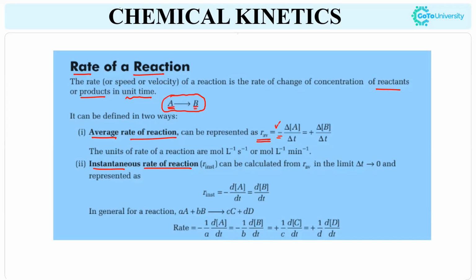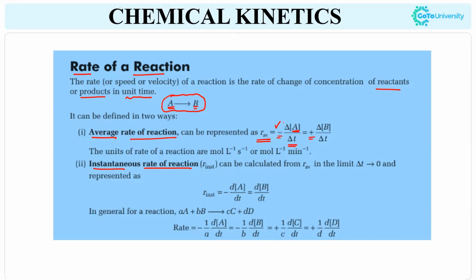What does this negative sign denote? The negative sign means the concentration of the reactant is decreasing. This decrease in concentration is denoted by the negative sign. For the product, the concentration increases, so in the case of the product we write a positive sign. So this is the average rate: change in concentration of A divided by change in time.